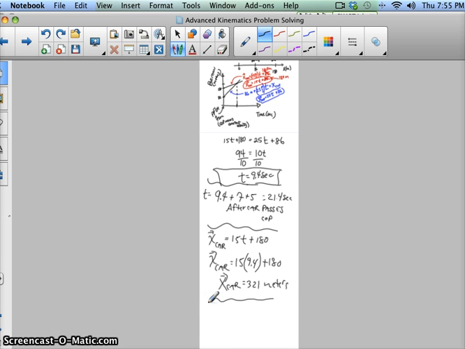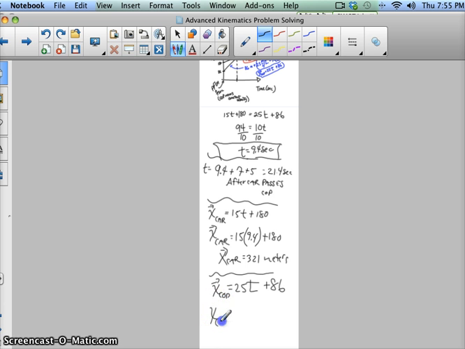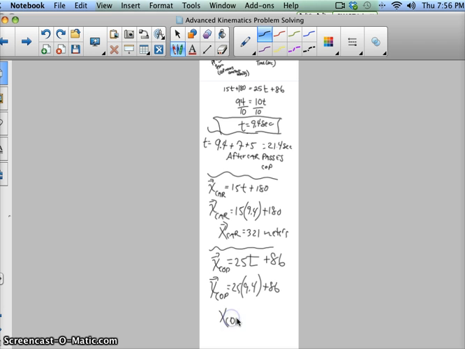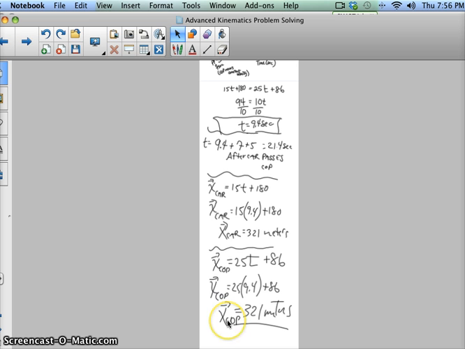Now let's just check with the cop's position equation. Position of the cop is going to be 25t plus our original 86. So the position of the cop is going to be 25 times 9.4 plus 86. Let's see what we get. And sure enough, we get the same thing. So I'm pretty confident now that I got this. Anyway, hope that helps. That's your wrap-up for the cop chasing car problem.